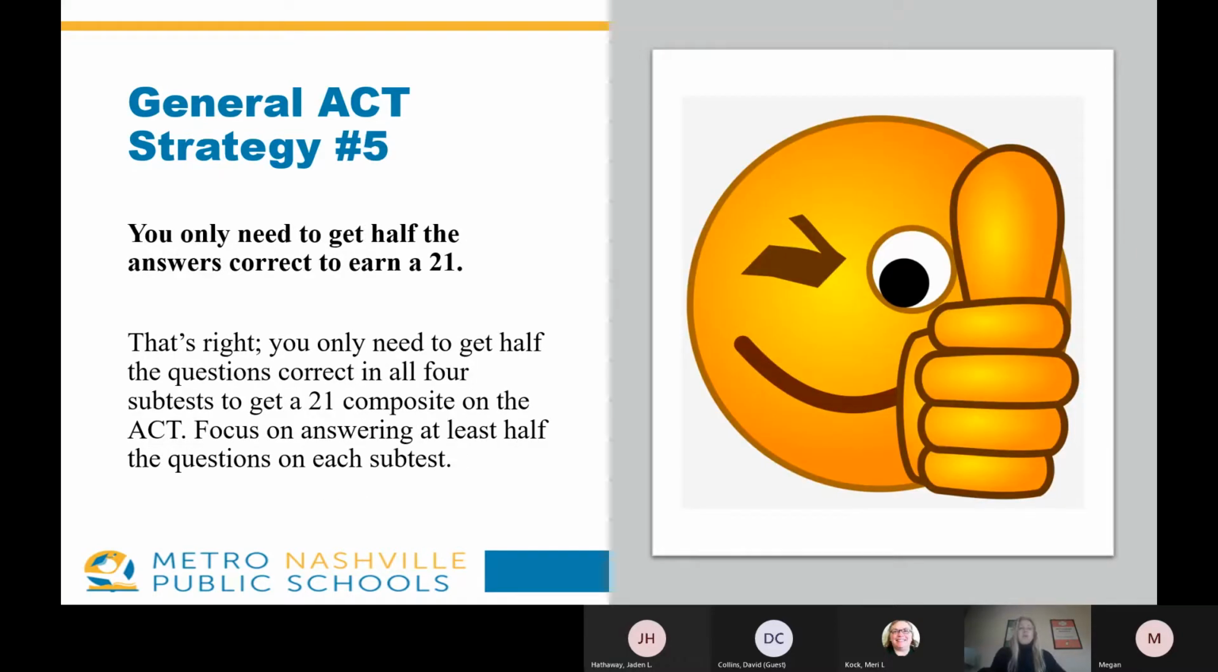General strategy number 5. You only need to get half the answers correct on the entire test to get a 21. That's right. You only need to get half the questions correct on all 4 subtests to get a 21 composite on the ACT. Focus on answering at least half of the questions on each subtest correctly. That doesn't mean leave the other half empty. Do your bubble of the day on the rest.